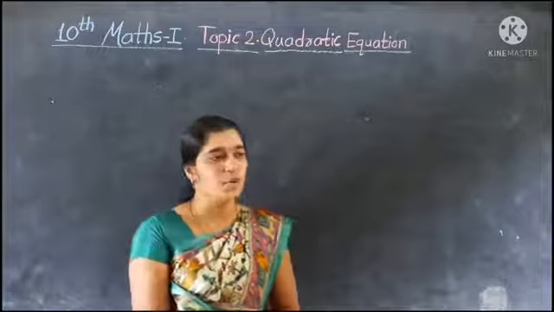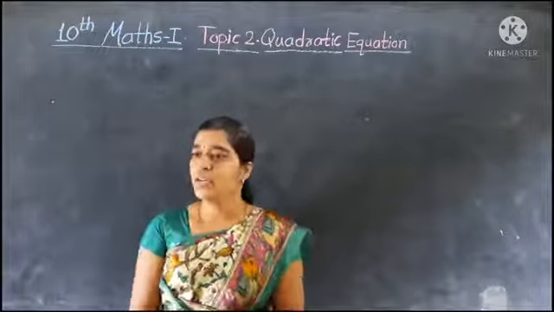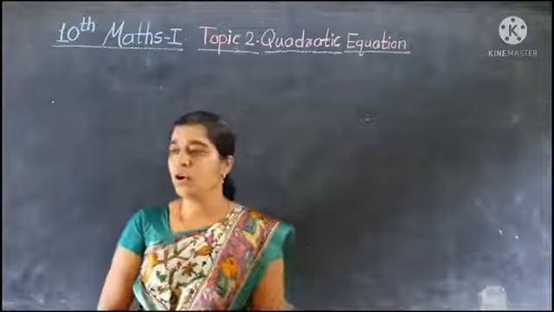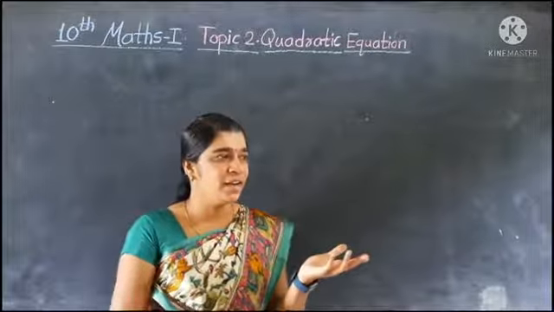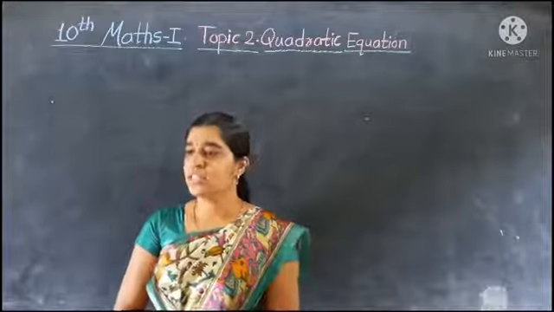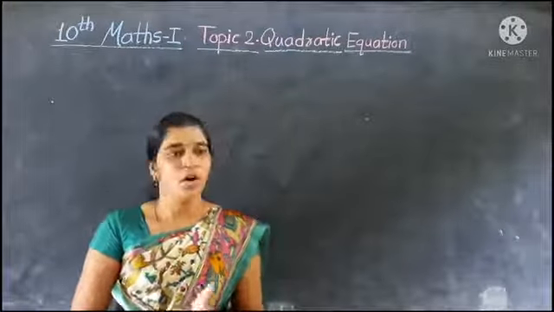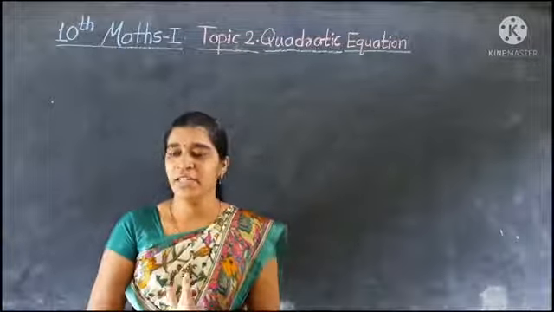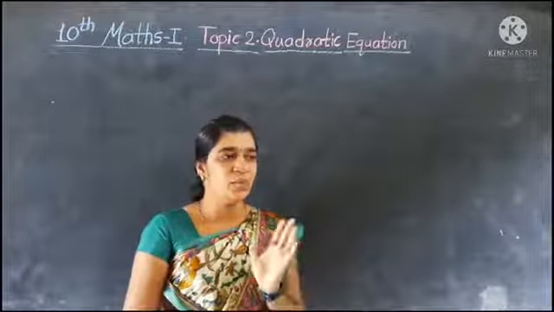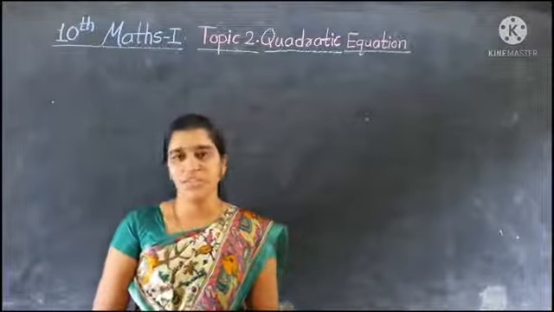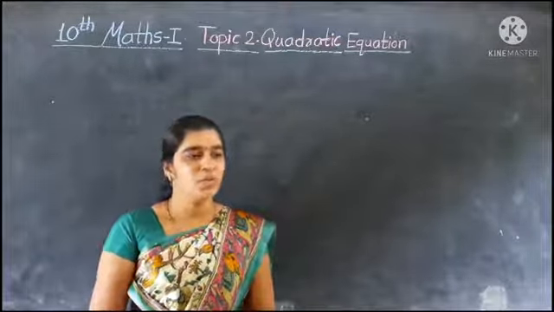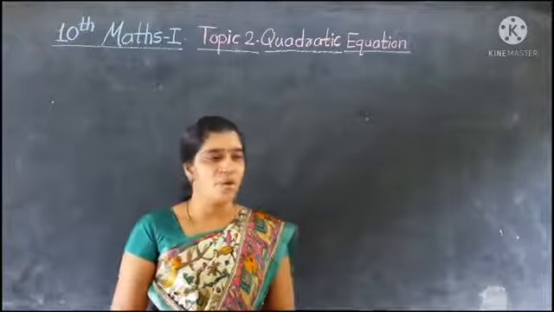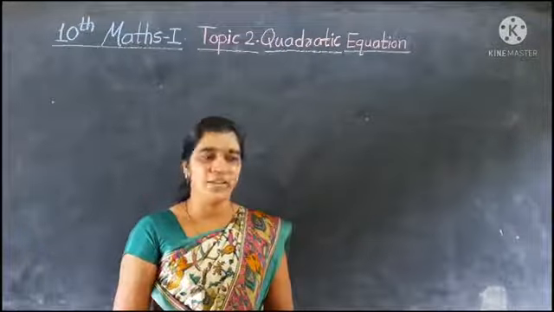In the last video, we had seen what a quadratic equation is, and how it is verified. We saw how to find whether a given equation is quadratic or not from its degree. If its degree is 2, then it is a quadratic equation. Also, we had seen the standard form of a quadratic equation.